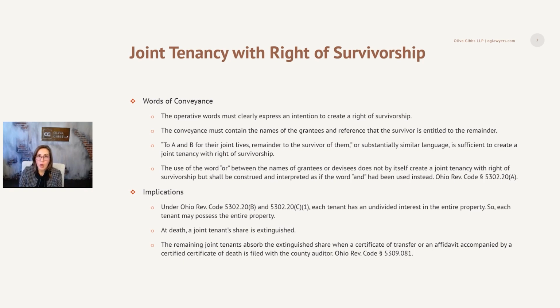And below we have the most common form of the language to create the joint tenancy with right of survivorship. Now, the implications here are that each tenant has an undivided interest in the entire property. So each tenant may possess the entire property. The key thing to note is at death, the joint tenant share is extinguished. So once the joint tenant receives a certified certificate of death, they will then attach that to a certificate of transfer or to an affidavit, and you will then file that in the county in which the real property is located. And after that is filed, then the joint survivor or the joint tenant has the entirety of the estate.